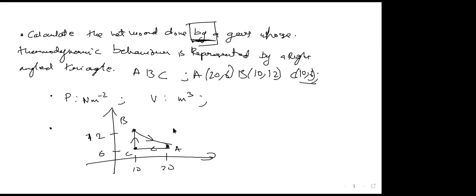Okay, so you just need to calculate the area under this triangle. Area of the triangle, well, you have the base which is 10, you have the height which is 6, and you divide by 2. What you get? 5 into 6, which is 30 joules.